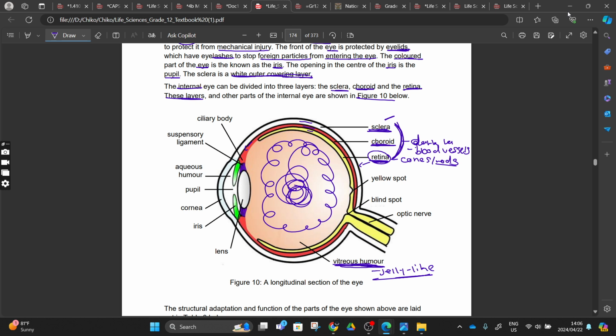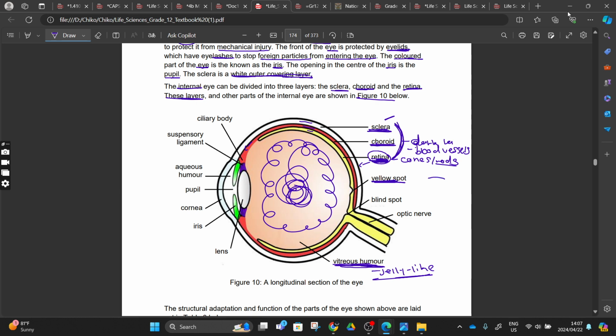So there is something we also have in our retina, in this internal layer of ours. You can say this one is an outer layer, this one is a middle layer, and this one is an inner layer. Retina: inner layer, middle layer, outer layer. Then in our retina, we found that we have a spot called a yellow spot.